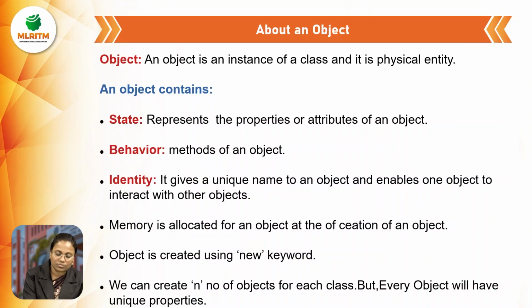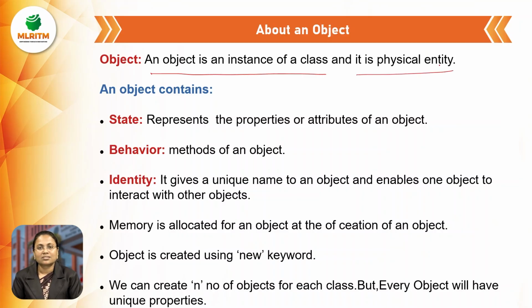So what is an object? An object is an instance of a class, and it is a physical entity. Where class is a logical entity, object is a physical entity, right? If a student physically exists, the parameters of the student we can call a class, and all those parameters physically present, that we consider as an object. So that's why we can say that an object is an instance of a class, or in a simple manner, an object is a physical entity.